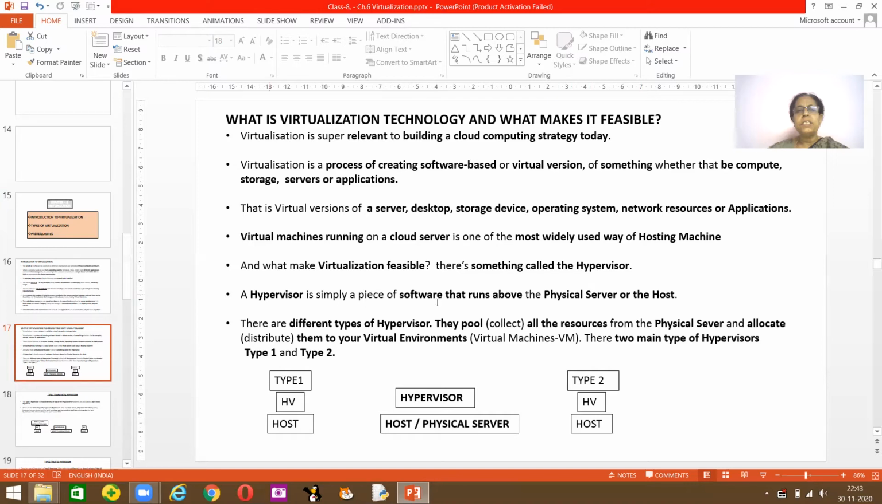The hypervisor is a software. It runs on the physical server or the host. So you can see here, this is the host. On the host is running your hypervisor. Clear? Now, there are different types of hypervisor. I've put many hosts because so many people are accessing the virtualization technology. So I put many hosts, and all these hosts have these hypervisors. In these hypervisors, what they do is they pull in or collect all the resources from the physical server, that is your server, and they start distributing it through this virtual environment. Virtual environment is the virtual machines.